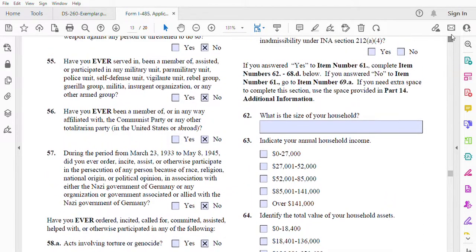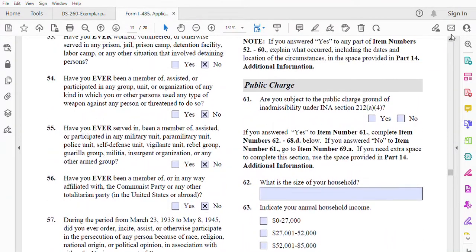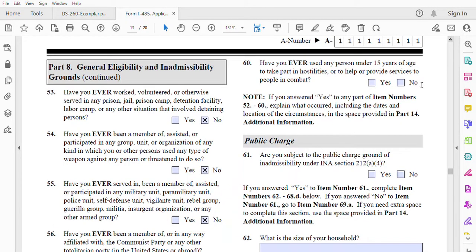We're going to go to the next one, which is 60. Have you ever used any person under 15 years of age to take part in hostilities or help provide service to people in combat? No. If you answer yes to any part of item numbers 50 to 60, explain why it occurred, including the date and location of the circumstances, in the space provided in Part 14, additional information.